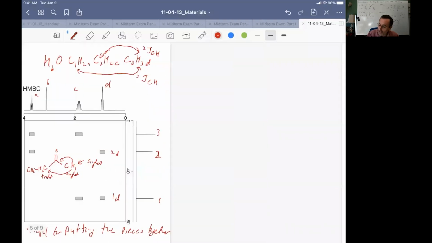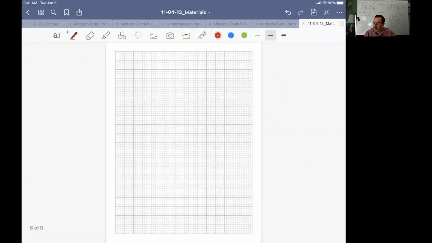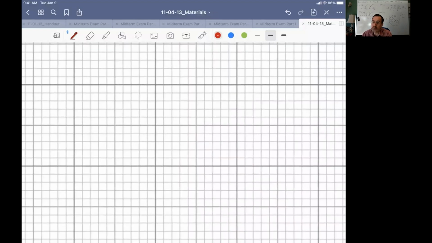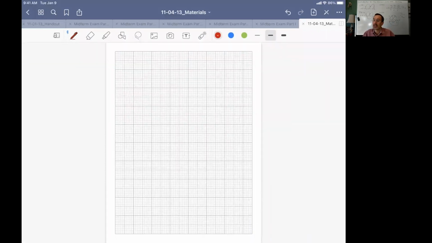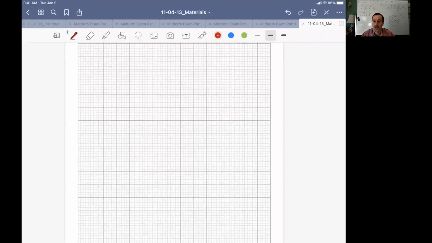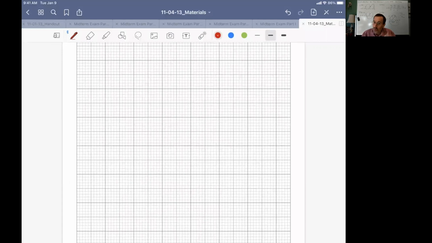All right, I want to move on to one real example. And again, I'd like to make a pitch for the grids. I know some people have picked these up from James. Even if you are working on a computer screen or an iPad, they are super useful for measuring integrals. They're super useful for looking at where cross peaks line up. You can slap it right on top of your computer screen or your iPad.